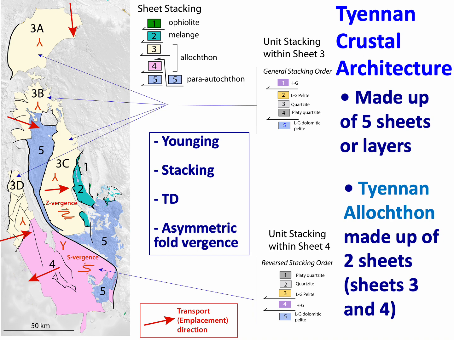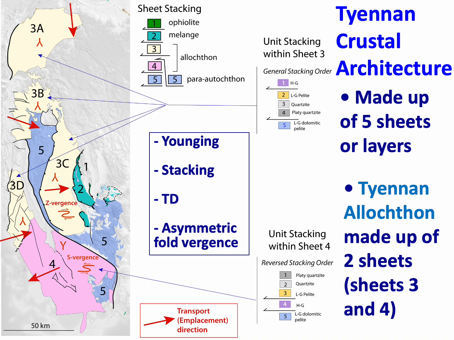The Tyennan crustal structure is made up of 5 sheets. We consider the Tyennan allochthon is composite, made up of 2 sheets: the yellow sheet, sheet 3, and the pink sheet, sheet 4. This interpretation is based on differences or changes in sedimentary younging, the order of sheet stacking, the transport direction, and asymmetric fold vergence. The dominant or largest sheet, the Franklin sheet in yellow, has upward younging, the high-grade metamorphic rocks at the top, and a west over east transport sense.